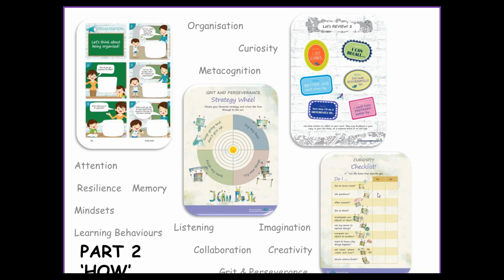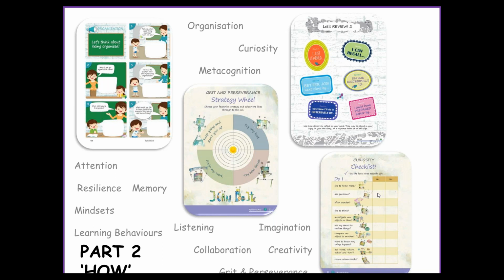In first class, actually, first class looks at listening, I think, listening, imagination and collaboration. I think second class looks at grit and perseverance, imagination, creativity. There are three learning ways looked at each level. Third class looks at an introduction to the learning ways that follow in fourth, fifth and sixth class.